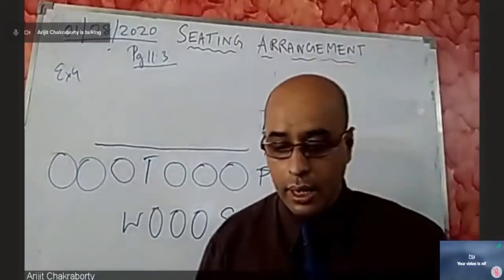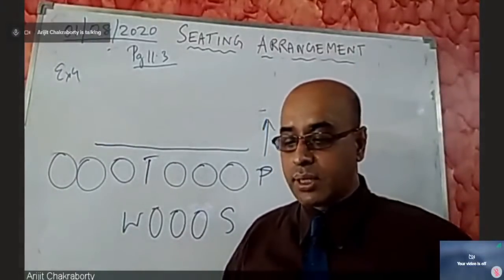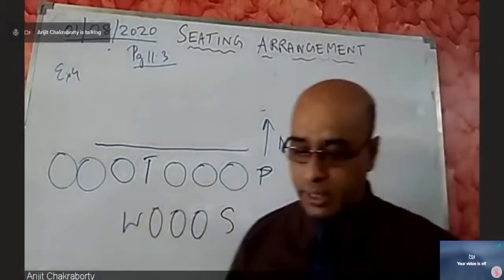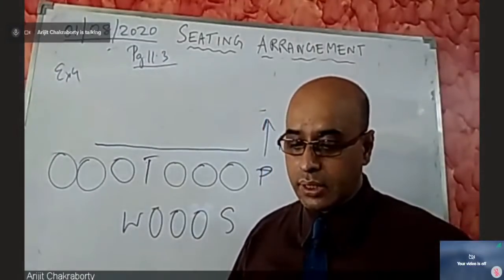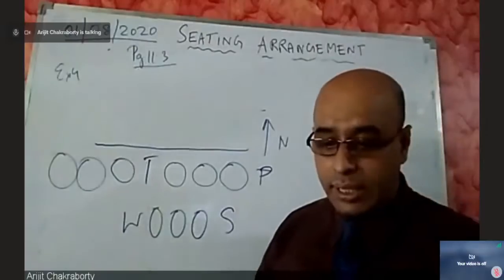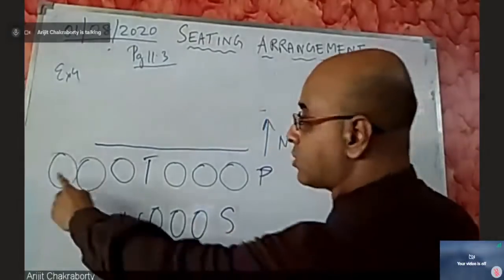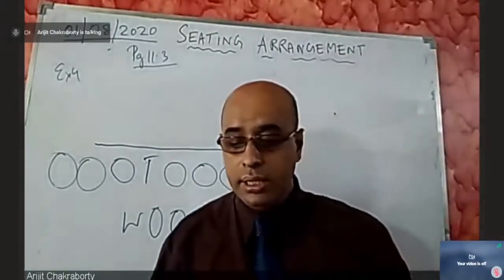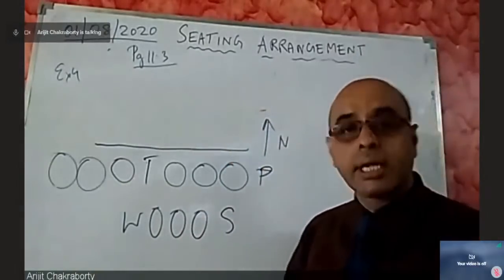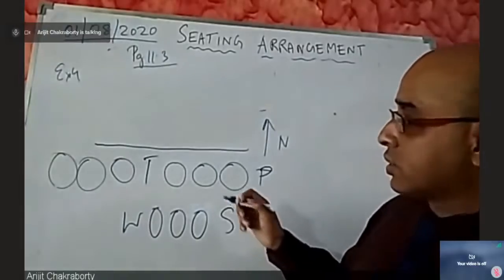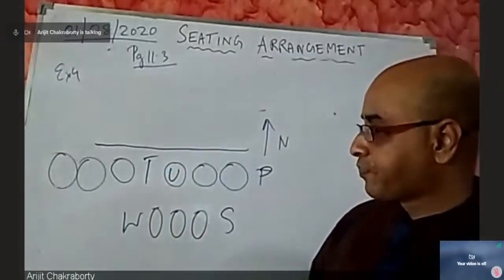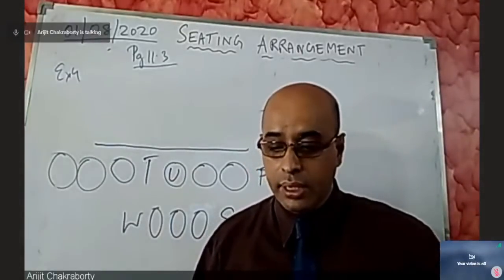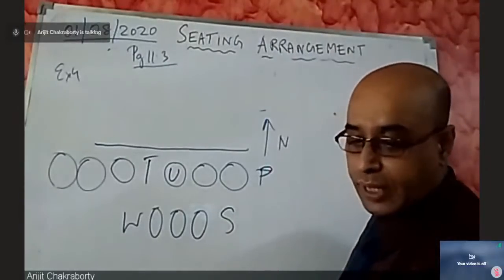Second condition. R and U, which are not at the ends, are neighbors of Q and T. So T we have got here, R and U. R and U are not at the ends, that means they will not occupy these 2 positions. R is the neighbor of Q and U is the neighbor of T. So U can be placed here. I'm just keeping it here.